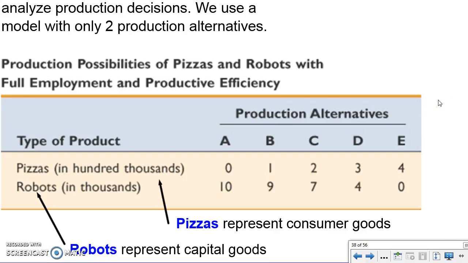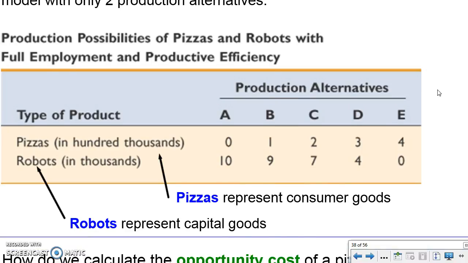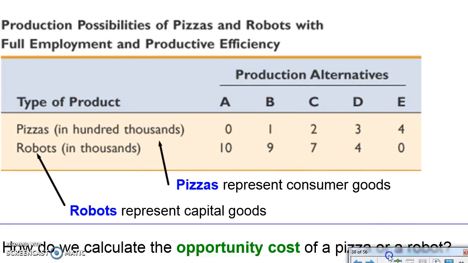Hi everybody, this is picking up where we left off from our lecture on Wednesday, February 3rd, when we were looking at pizzas and robots. And so of course what we're looking at here is a case of increasing opportunity cost between the pizzas and the robots. And what we're really wondering here is how would you then calculate the opportunity cost of a pizza or a robot in this case.